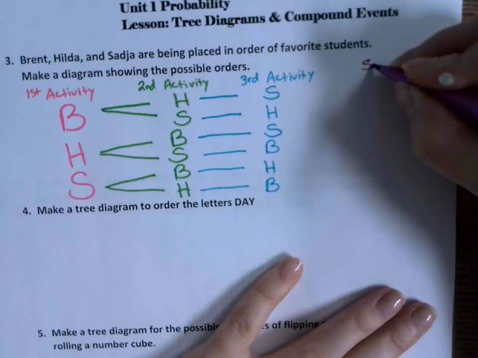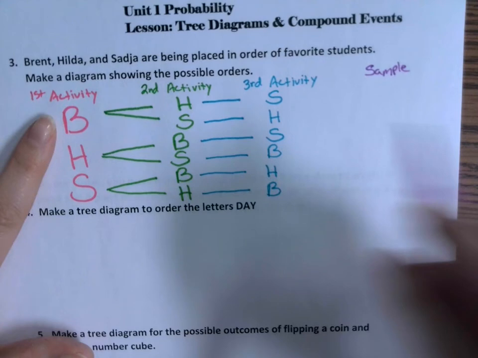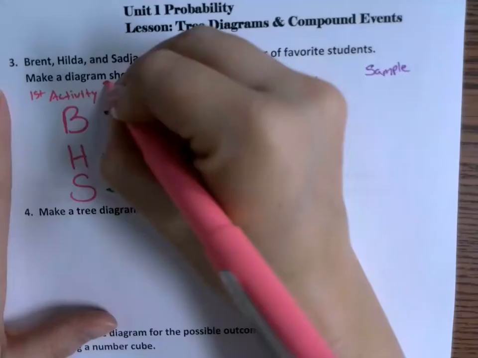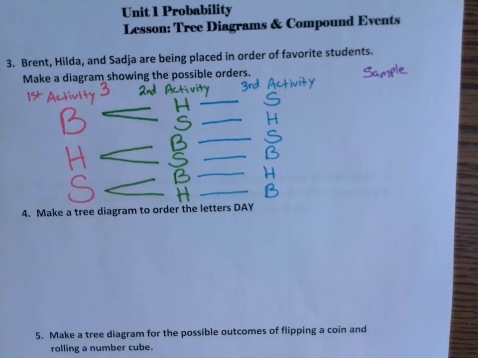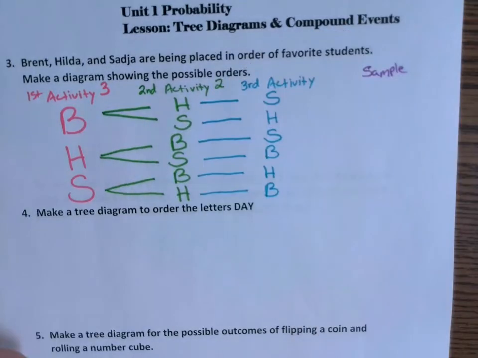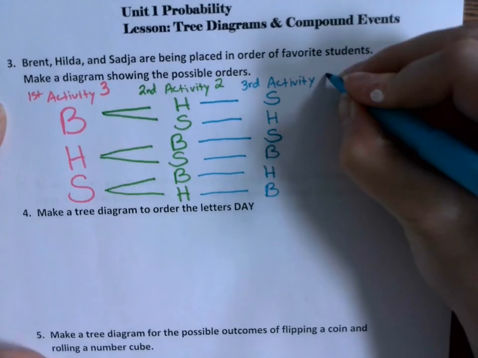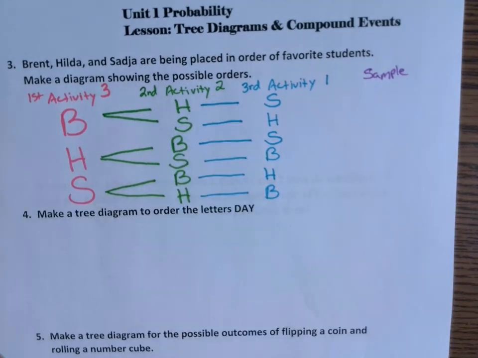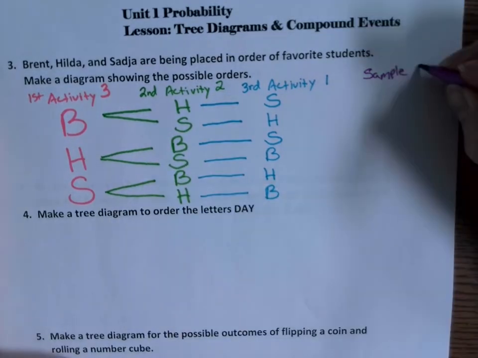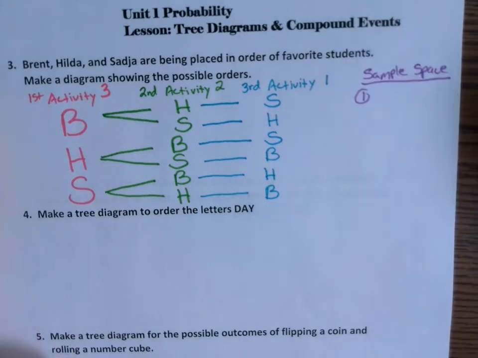So this is the same kind of idea. For your first activity, you had 3 choices to choose from. You had 3 people you could choose from. For your second activity, second place, you only had 2 people that you could choose from. And for your third activity, you only had 1 person you could choose from. So what's 3 times 2 times 1? 6. So our sample space should have 6 possible scenarios, 6 possible outcomes.